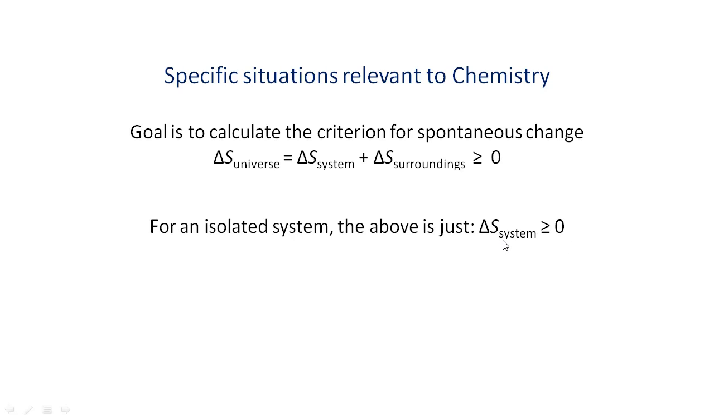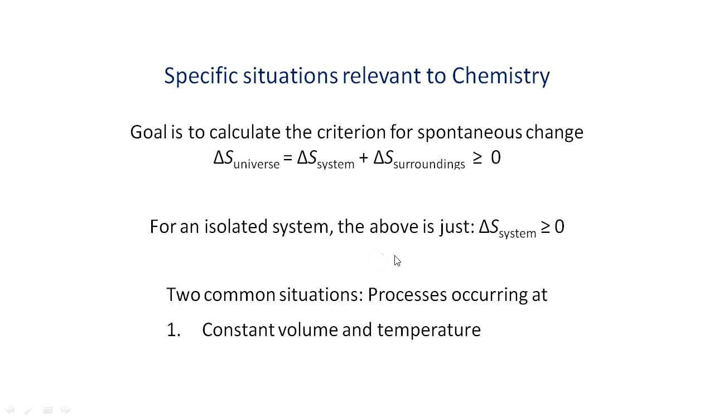Let us now consider two more realistic situations in the context of a chemical process or a chemical reaction. The first is a process occurring at a constant volume and constant temperature. The second is a process occurring at a constant pressure and a constant temperature. Let us begin by quantifying the change in entropy of the surroundings for these processes.